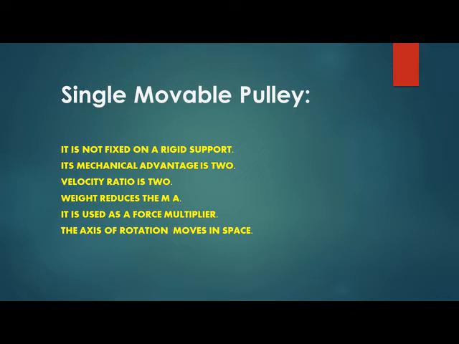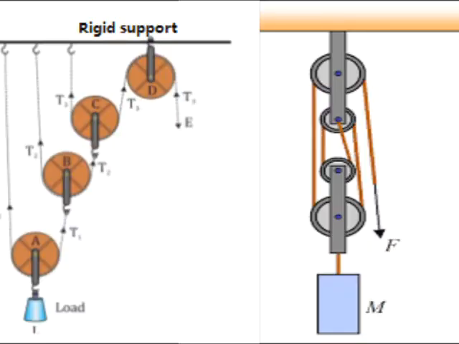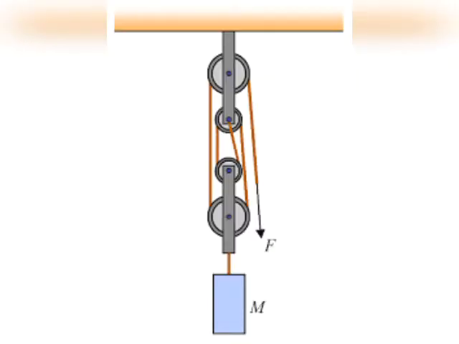Now let's see the combination of pulleys. The combination of pulleys can be made in two ways: by using one fixed pulley and several movable pulleys attached to the same rigid support, and by using several pulleys in two blocks, which is called the block and tackle system. Here we are going to learn about the block and tackle system in detail.